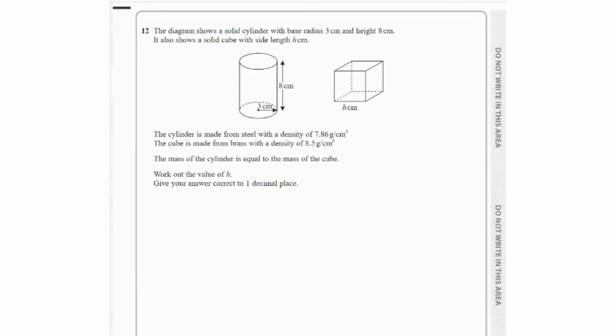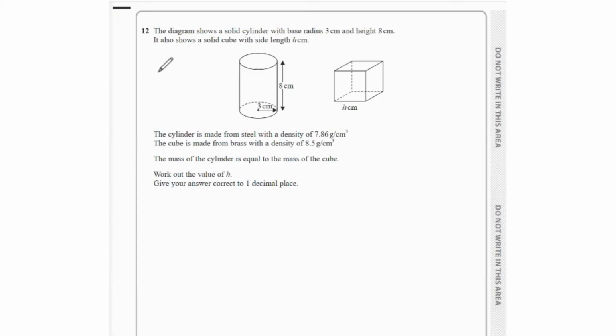Then it says the diagram shows a solid cylinder with base radius 3 centimeters and height 8 centimeters. It also shows a solid cube with side length h centimeters. The cylinder is made from steel with a density of 7.86 grams per centimeter cube, and the cube is made from brass with a density of 8.5 grams per centimeter cube. The mass of the cylinder is equal to the mass of the cube. Work out the value of h, answer correct to 1 decimal place.